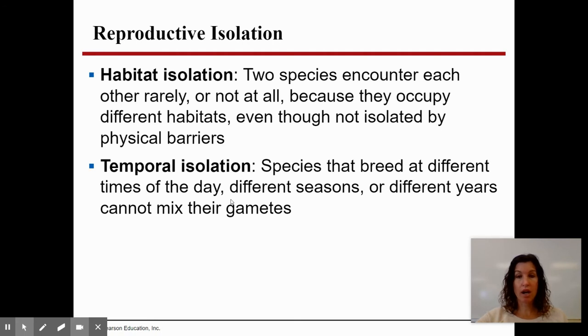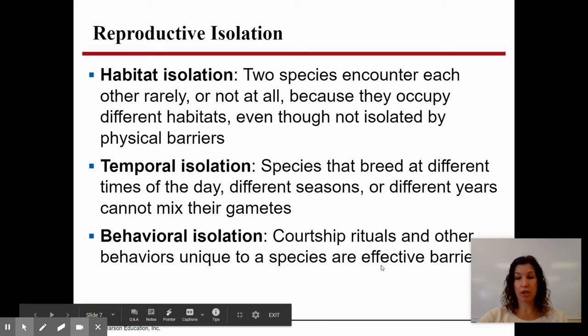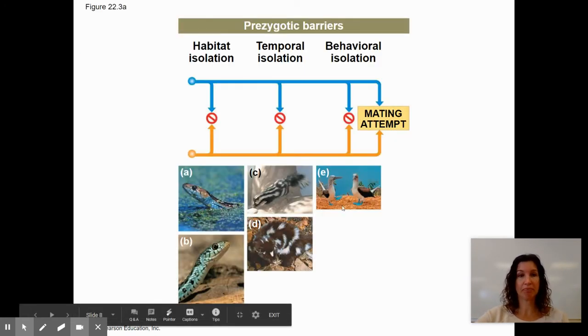Temporal isolation: species that breed at different times of the day, different seasons, or different years can't mix their gametes. So habitat is like space, and this is like time. And then the third one is behavior. Courtship rituals and other behaviors unique to a species are effective barriers. So if one bird has a particular song, a female bird of a different population is going to be like, ew, no. So they are not going to interbreed.